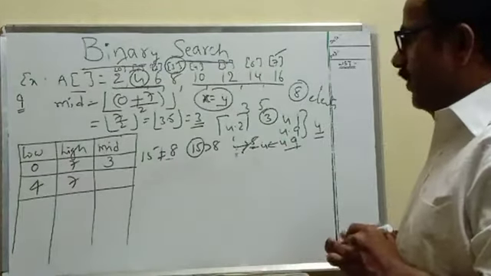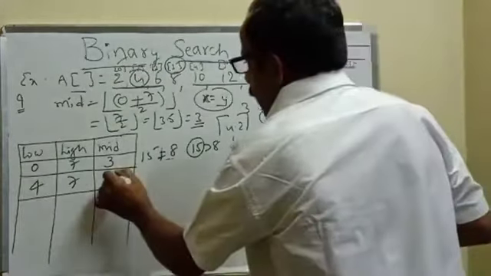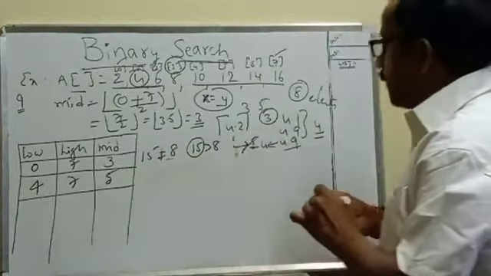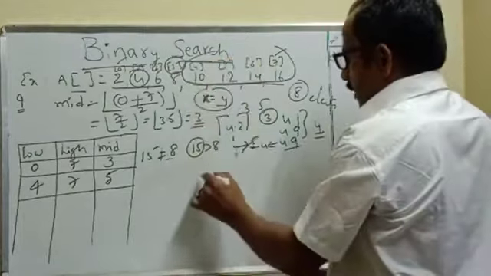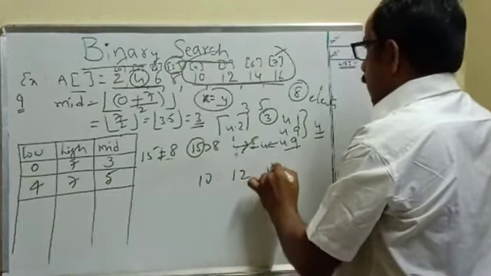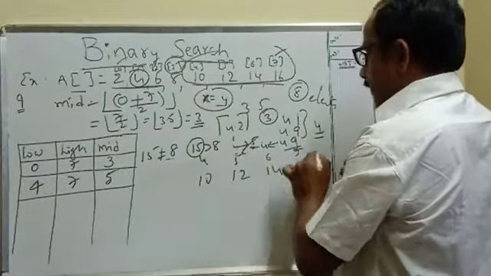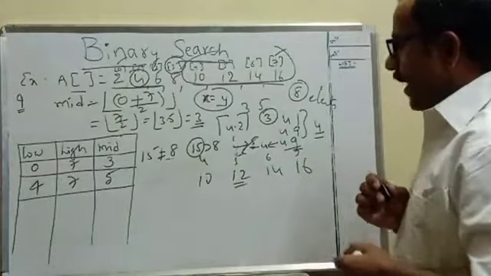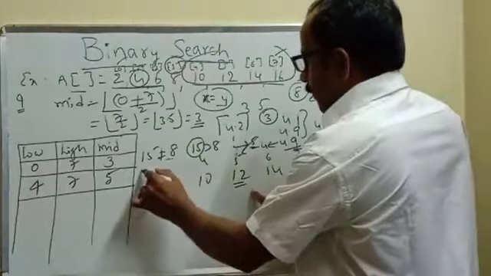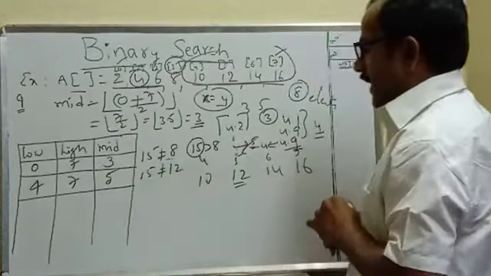But we are not going to take 5.5 now. We are going to take the floor value, which is 5. Now we selected this portion: 10, 12, 14, 16, with index numbers 4, 5, 6, 7. We got the result as 5. So what is the element at the fifth location? 12. 15 is not equal to 12.